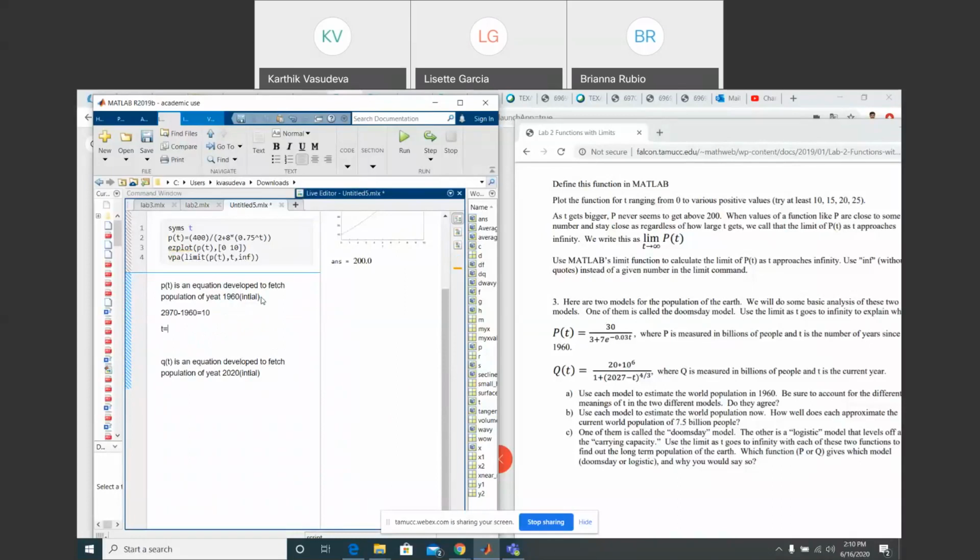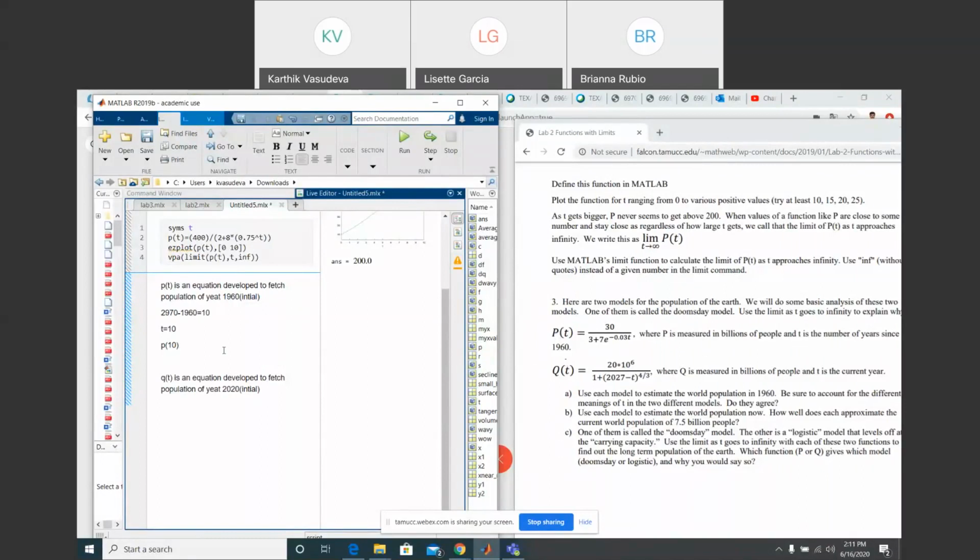So my t would be 10, right? T is 10. So you have to simply find P of 10. That's all. Now read the first question. The first question is asking you to estimate the world's population in 1960. That means you have to use both the equations to find the population in the year 1960.